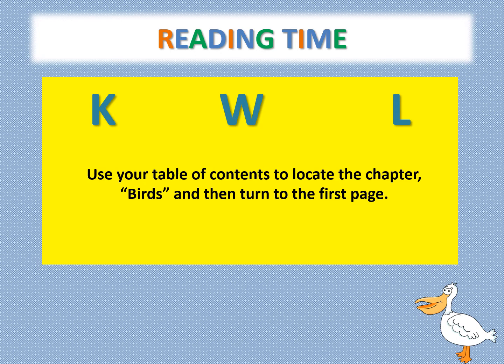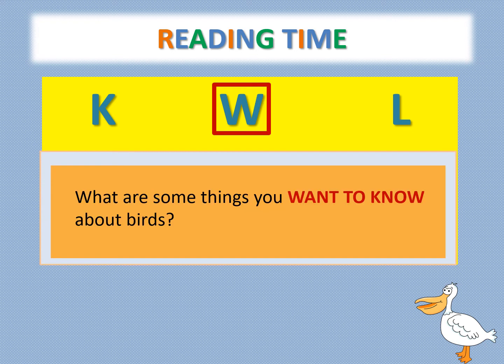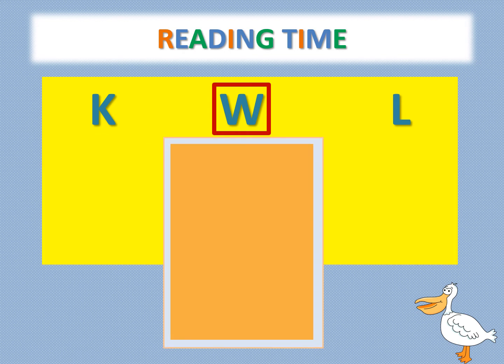Okay, now we could use our table of contents of our book to turn to birds, and then we would look at that very first page of the text. And then start thinking about what you might want to know or learn about birds. What are some questions that you have about birds? And we would put those in the W section of our KWL chart. So what are some things that you would like to learn about birds?